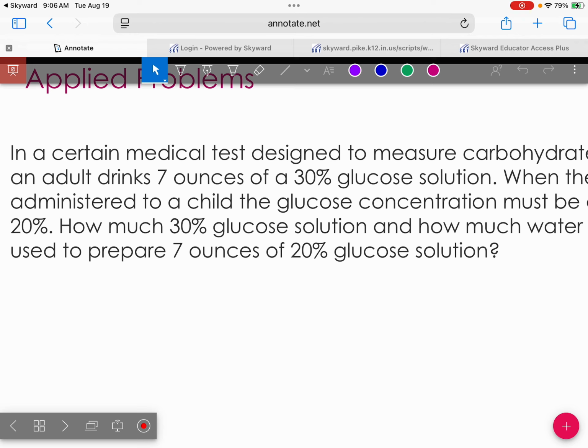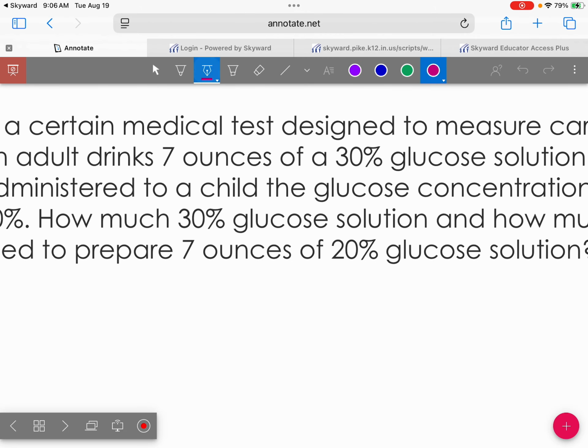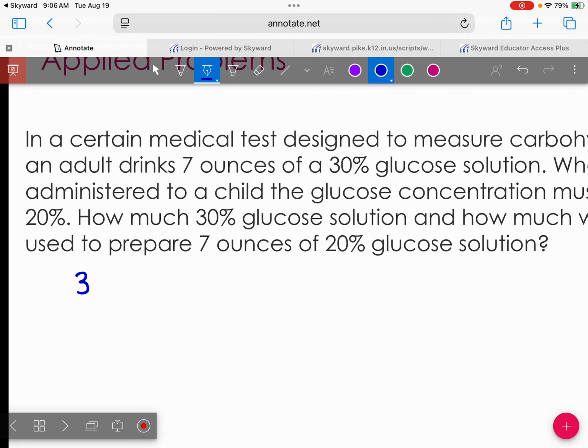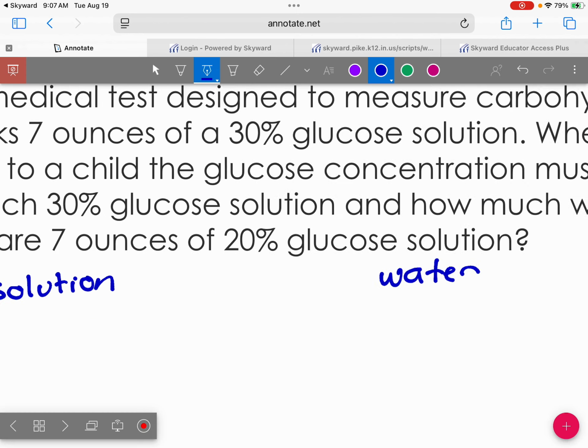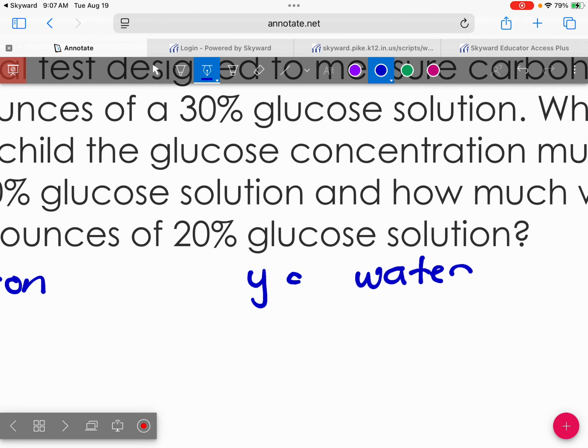So we have 2 different fluids that we're dealing with here. We are dealing with the 30% glucose solution and we are dealing with water. We need to figure out how many ounces of the 30% solution and how many ounces of water. So there's 2 things we don't know, which means we're going to need 2 variables. I'm going to call X my ounces of 30% solution, and I'm going to call Y my ounces of water.